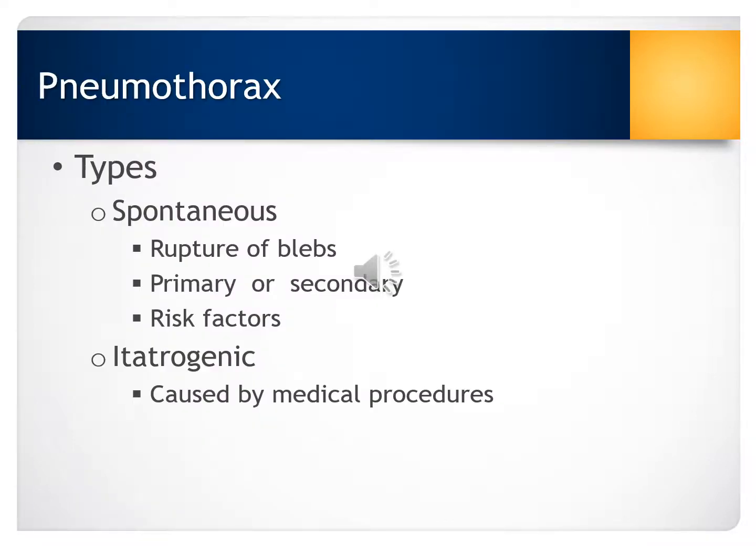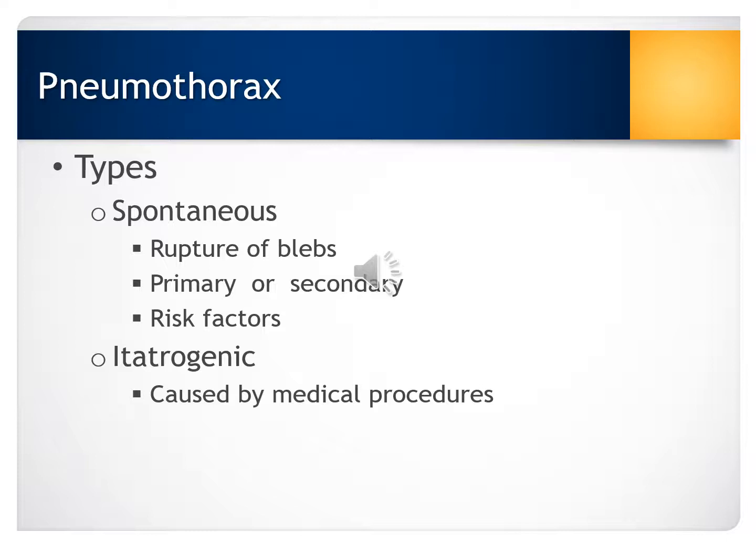There are different types of pneumothoraxes. A spontaneous pneumothorax typically occurs when there is a rupture of the small blebs located at the apex of the lungs. These blebs can occur in young healthy individuals, and then you would refer to that as a primary spontaneous pneumothorax. Or they can be a result of lung diseases such as COPD, asthma, cystic fibrosis, or pneumonia. That would be considered a secondary spontaneous pneumothorax.